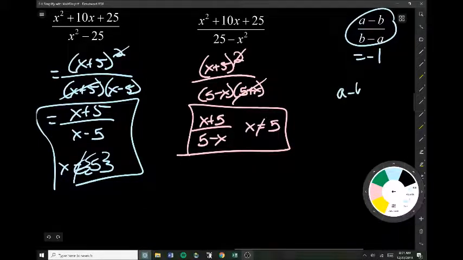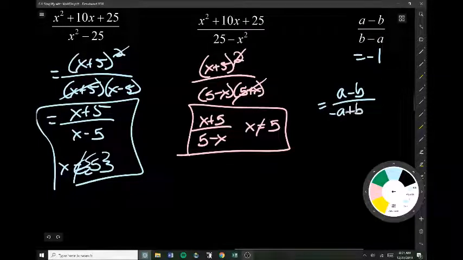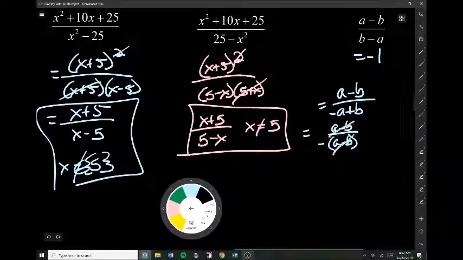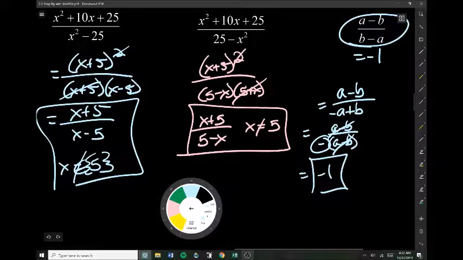Let me show you why. On the top I have a minus b, on the bottom I have b minus a, but I can switch the order of this b minus a and call it negative a plus b. Now right now the a's and the b's still can't cancel, but if I factor out this negative from the bottom, on top I have a minus b, on bottom I get a minus b, but I pulled out a negative to get that, so it's negative times a minus b. Now these reduce to 1, the negative is left over, it's just negative 1. So if you have a minus b over b minus a, that just simplifies to negative 1.